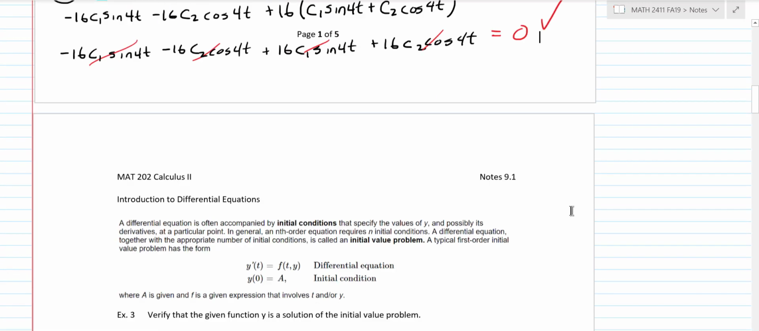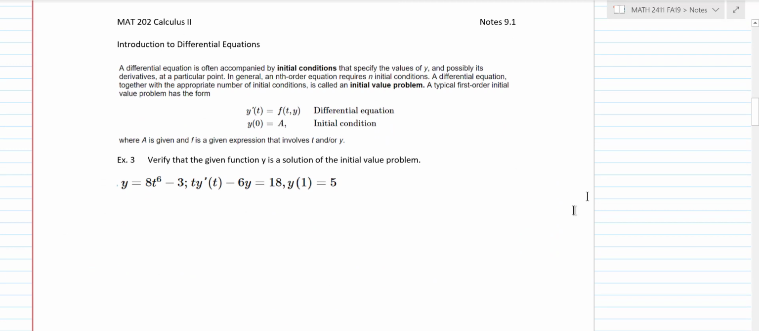All right. So I'll go to the next part here. And so what we're going to do on this is look at a little bit different situation. So if we have a differential equation that has initial conditions that specify the values of y and possibly the derivatives, then we get basically what we call an initial value problem. Okay, so if we put together these initial conditions, we get an initial value problem.